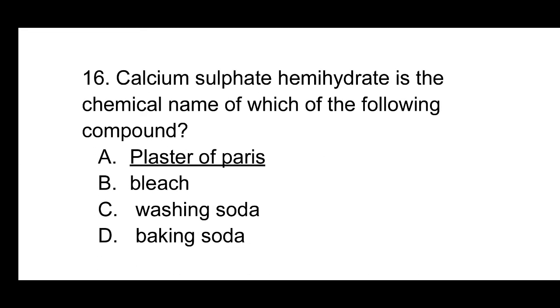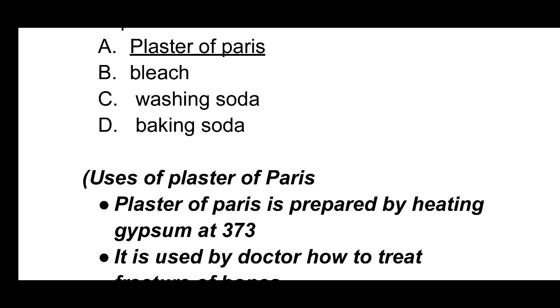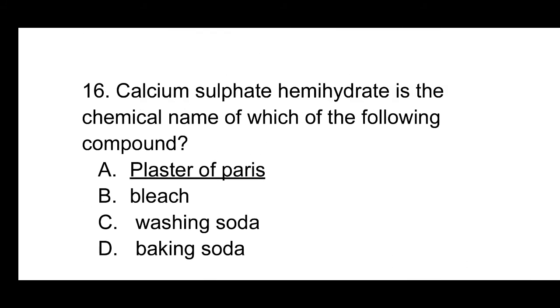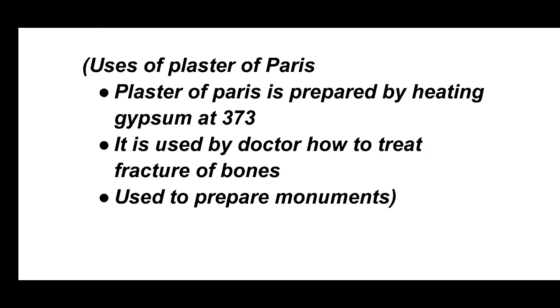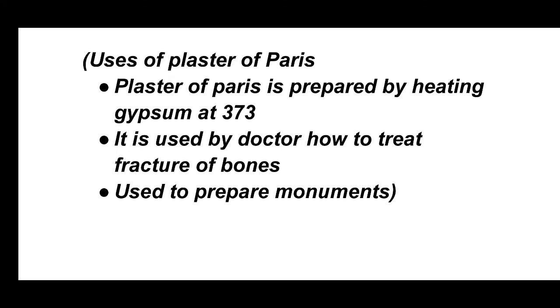Next question, calcium sulphate hemihydrate is the chemical name of plaster of Paris. Plaster of Paris is made using gypsum. You have heard about gypsum, which is added to cement to slow down the hardening of cement. Other uses of plaster of Paris are given here. It is used by doctors to treat bone fractures and also used to prepare monuments.